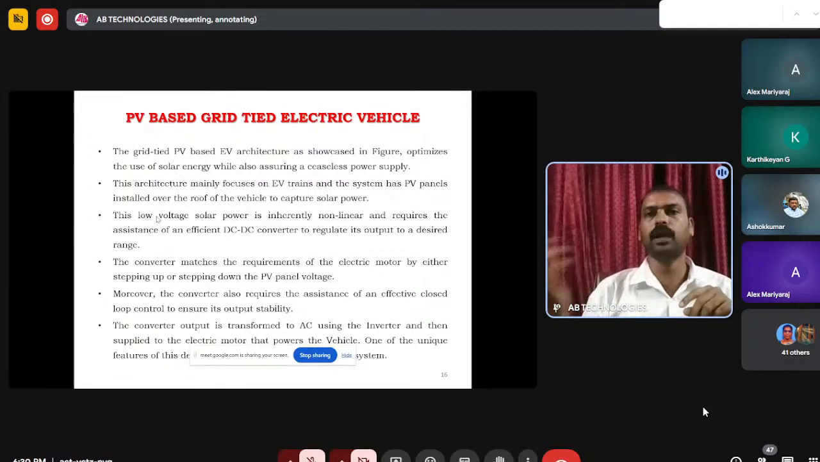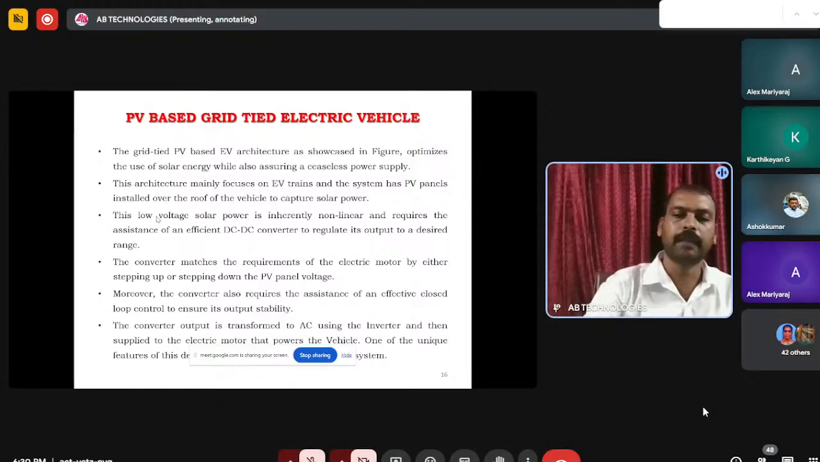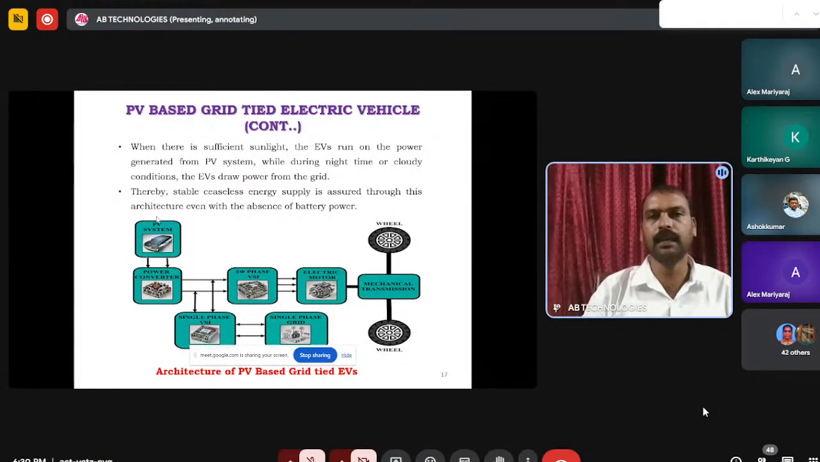The excess amount of power we can give to the grid during the daytime. At night time, we can take the power from the grid, and that power is given to the electric vehicle. So under this concept, there is no need of batteries. This is one of the good advantages for an electric vehicle system, that means the grid-tied electric vehicle system.